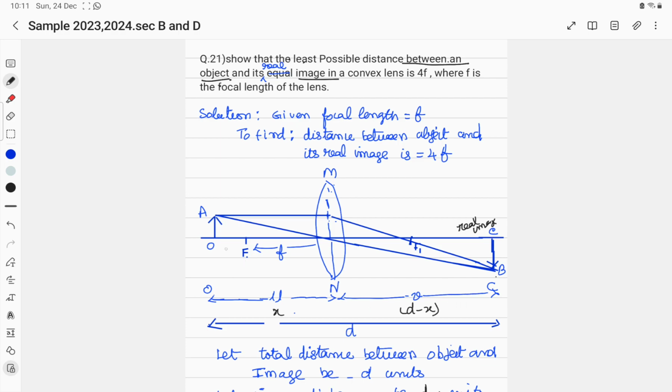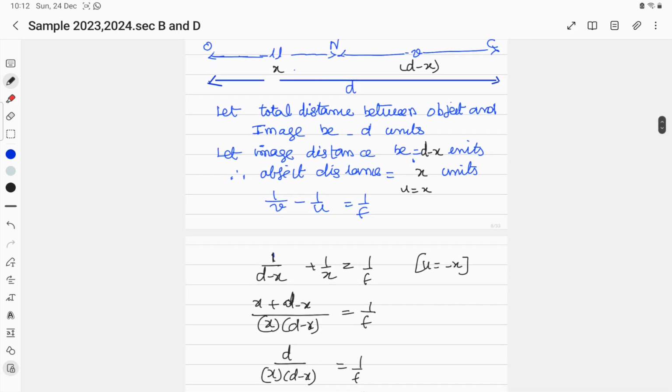See here in the diagram, OA is the object, CB is the image. We have to find the distance between O and C. We will take the distance OC equal to D. Then, object distance u is equal to minus x. Therefore, image distance v is equal to D minus x. Using this in the lens formula, 1 by v minus 1 by u is equal to 1 by f, we get 1 by (D minus x) plus 1 by x is equal to 1 by f.